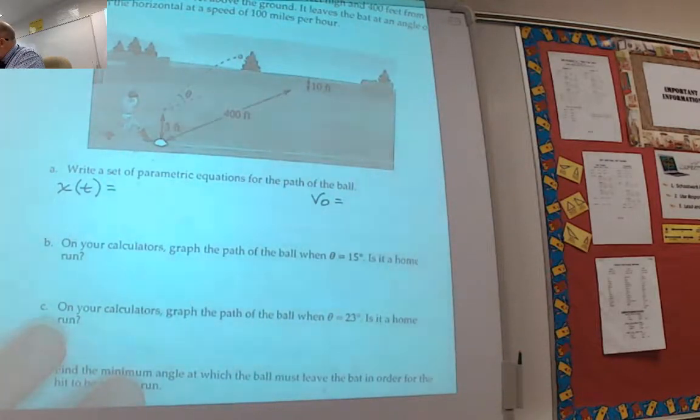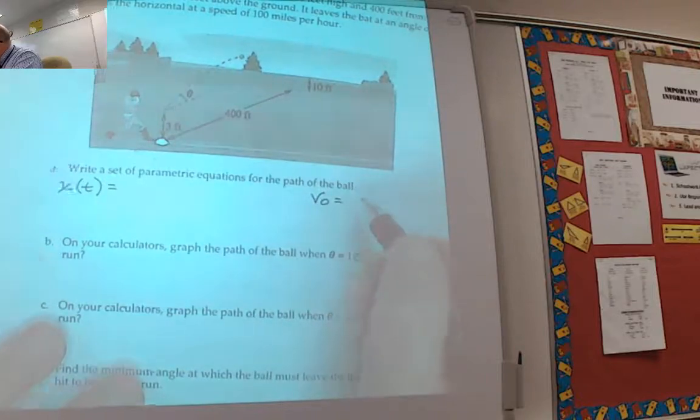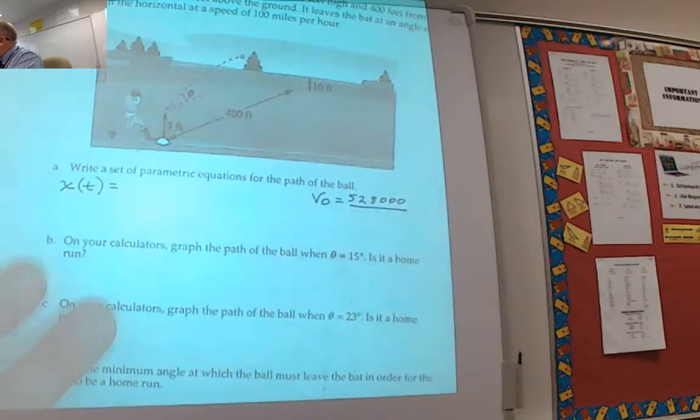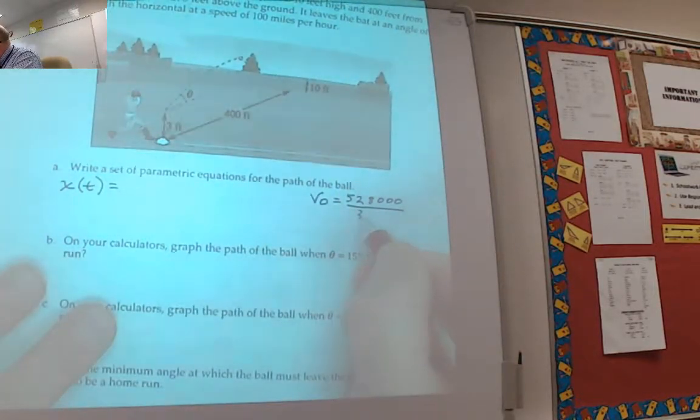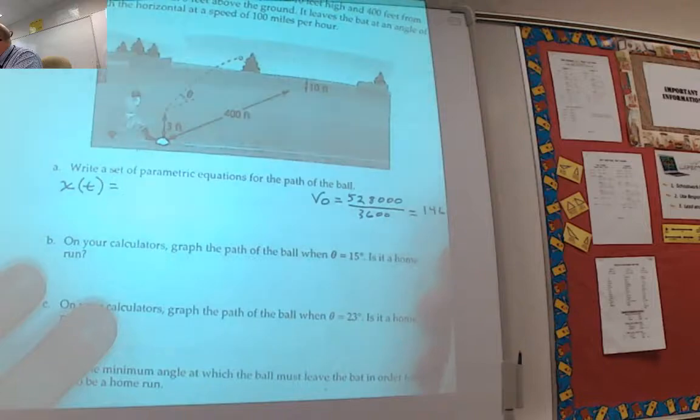Right. I don't know how many miles are in a foot or how many feet are in a mile. Does anybody know? 5,280. So 5,280 times 100, divided by how many seconds are in an hour? No, it's 60 minutes in an hour. 3,600. Why are there so many zeros? Because you times it by 100. Okay. This is 146 and 2/3, correct? Yeah.